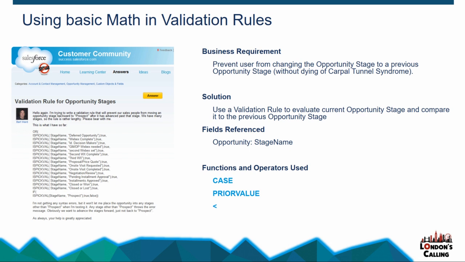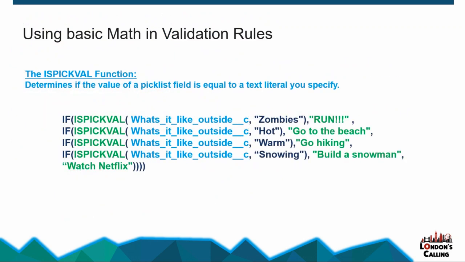I opened up an Excel spreadsheet to figure it out. He would have needed over 150 isPickVal statements to cover every possible combination of previous and current stages. So he was using a function called isPickVal. And isPickVal is a function that's purpose-built to evaluate a pick list field like stage and look for a value and then do something based on that value. But you can see that it's not that efficient.